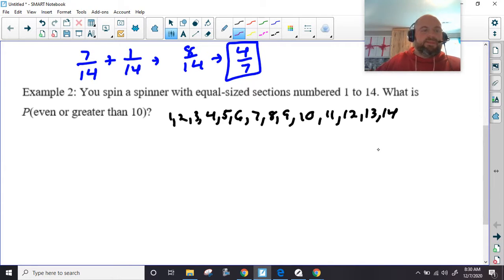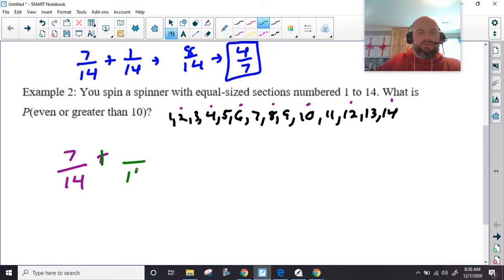The probability that it's even or greater than 10. So my even numbers, there's going to be 7 of those. You don't believe me? 1, 2, 3, 4, 5, 6, and 7. See, 7 of those. Plus numbers greater than 10 right here. Well, that's 1, 2, 3, 4. There's 4 of those.